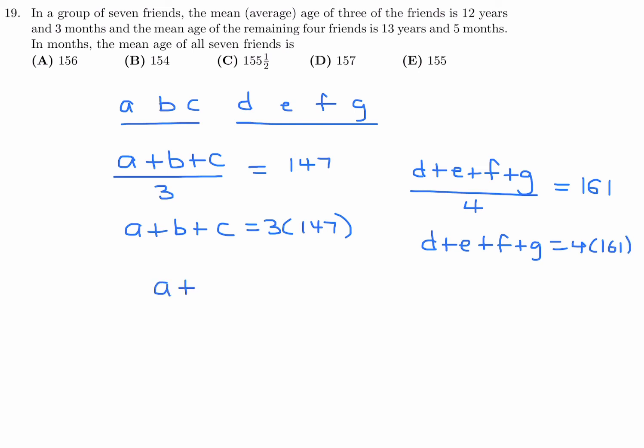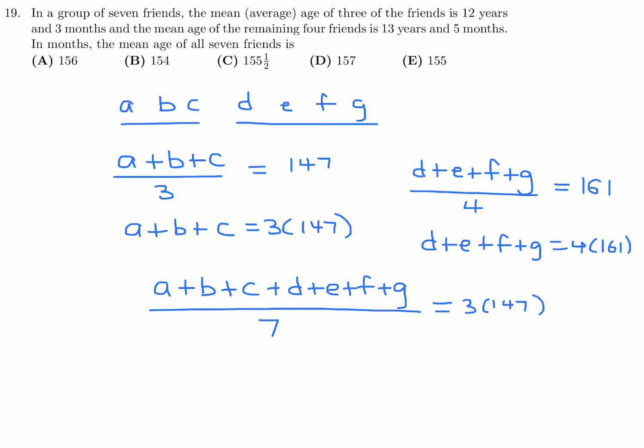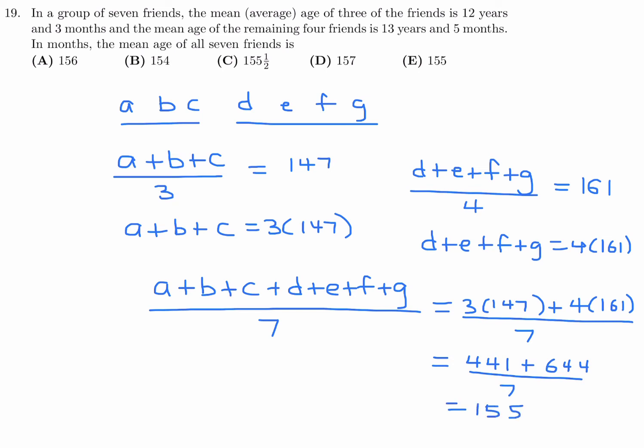Now we have to figure out the average of all of them. So A plus B plus C plus D plus E plus F plus G, divide by 7. And that is what we are trying to figure out. Well, the numerator, A plus B plus C, that's 3 times 147, and then D plus E plus F plus G is 4 times 161. And then, of course, we got to divide by the 7. So when I do this math, I get 441 plus 644 divided by 7, and that comes out to exactly 155. That's it, because the answer choices are all in months, so no reason to convert back to years. So number 19, the answer is E.